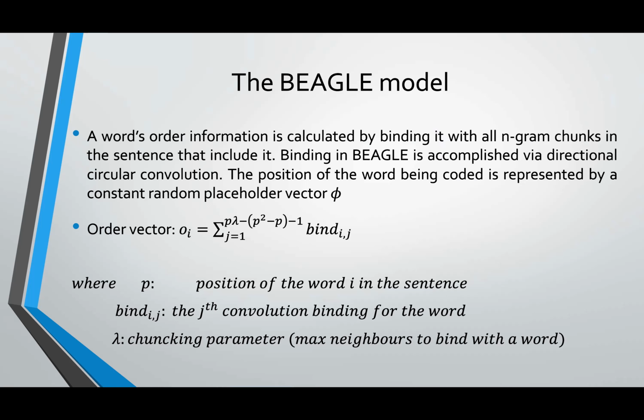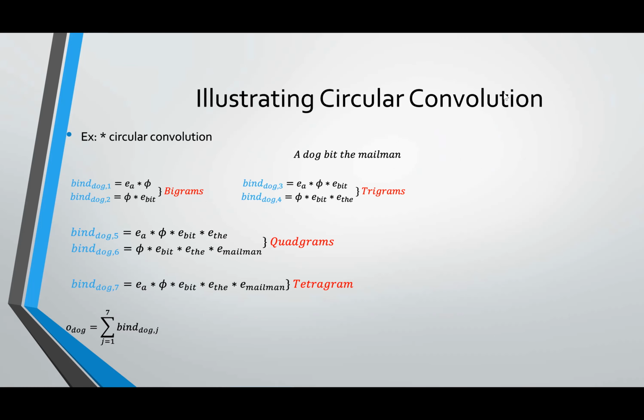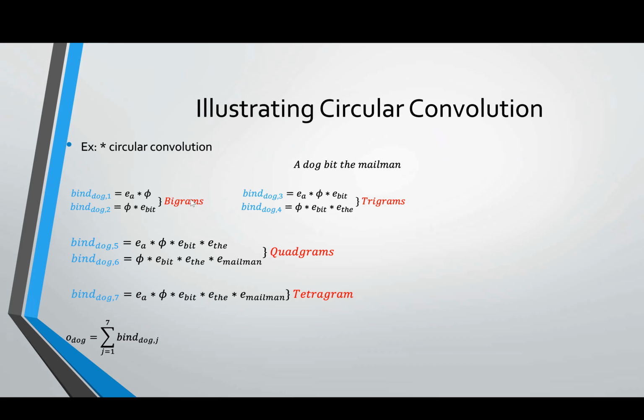The purpose is to help us keep track of word order in a sentence, making sure we don't lose valuable information. Here we illustrate circular convolution. We have this sentence. By using the convolution, we connect words in a sentence and capture their relationships. From this sentence we get bigrams, trigrams, quadrigrams, and we get the order vector for the dog by summing up all those together.